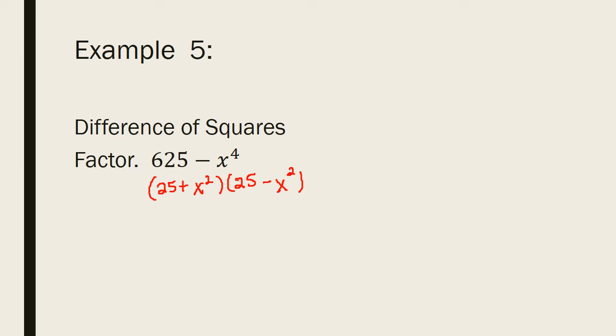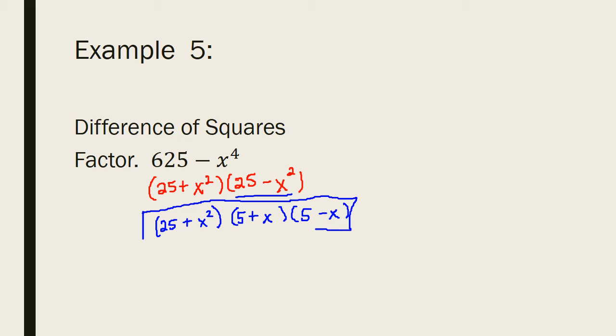All right, so take a look at that answer. Do you see anything else that we need to do? You should see right here, we've got another set of difference of squares. So let's go ahead and factor that. Two sets of parentheses. The square root of 25 is 5. One gets a plus, the other one gets a minus. The square root of x squared is x. And then bring down the other guy, 25 plus x squared. And there is your answer.